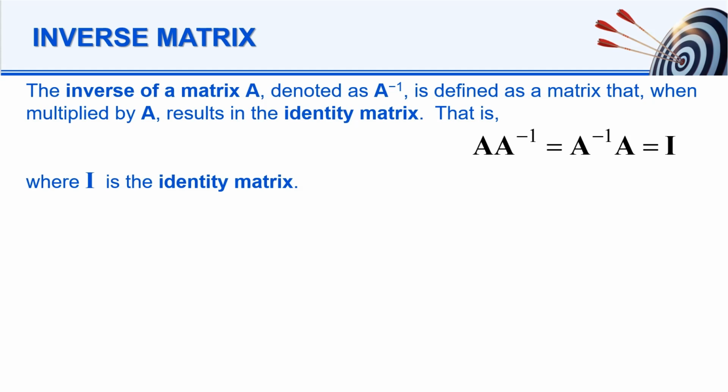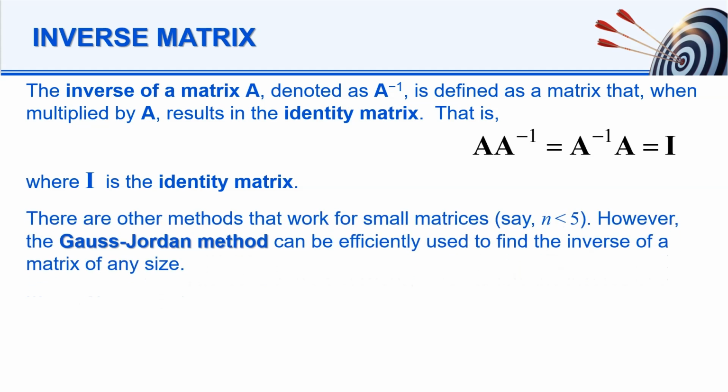The inverse of a matrix A, denoted as A to the power of -1, is defined as a matrix that, when multiplied by A, regardless of which side it is multiplied, results in the identity matrix. There are other methods that work for small matrices, say, n less than 5. However, the Gauss-Jordan method can be efficiently used to find the inverse of a matrix of any size.